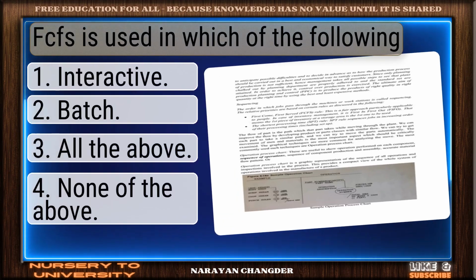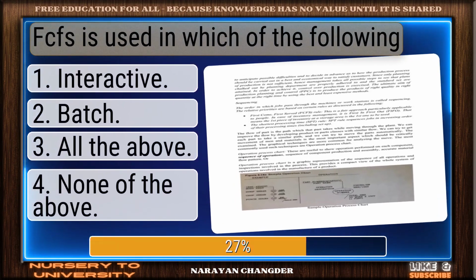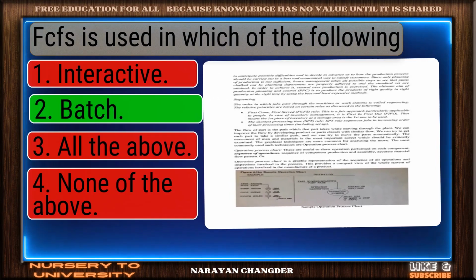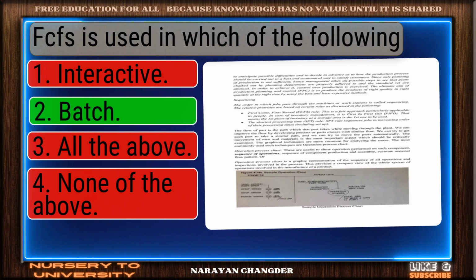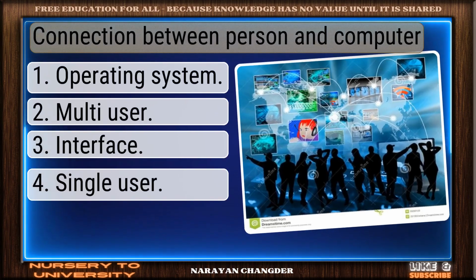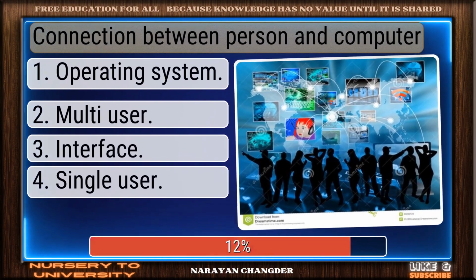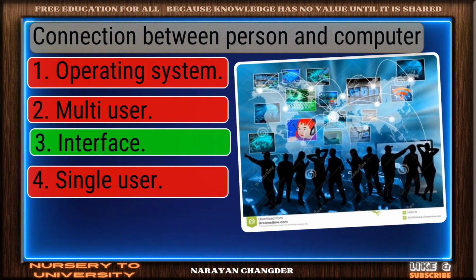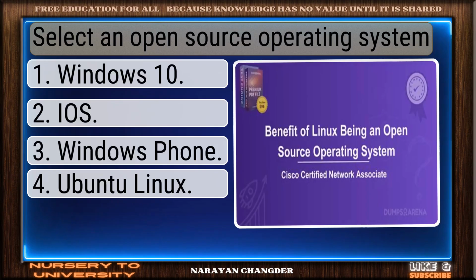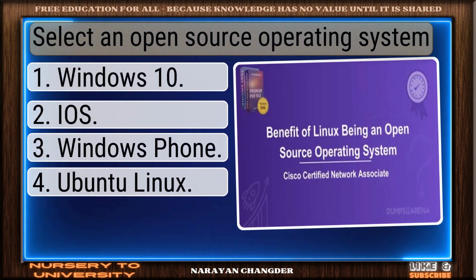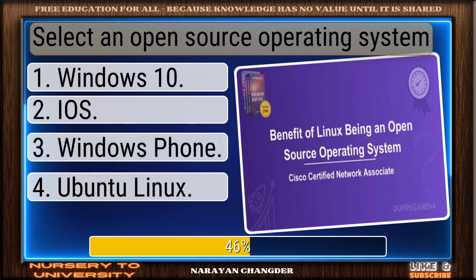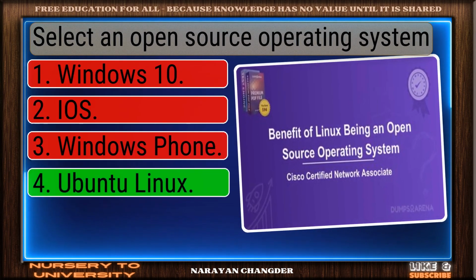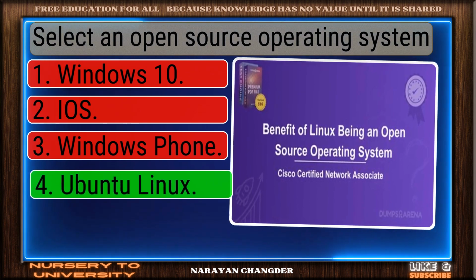For CFs is used in which of the following? You got it. Your choice matches right. Connection between person and computer. Sharp thinking. Interface is the right choice. Select an open source operating system. Bravo. Ubuntu Linux is the answer.